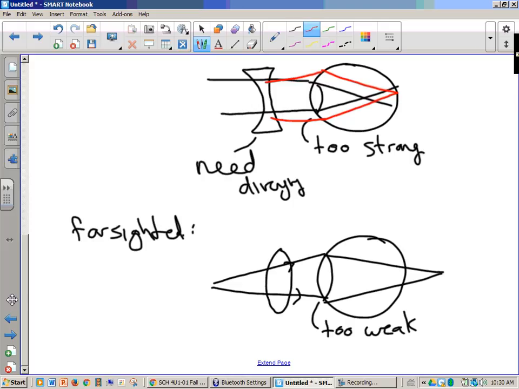And what's that going to do? It's going to start to bend the light rays in before it even gets to the eye, and then the eye can do the rest of it and can get it onto the back of the retina and you can see clearly. So it helps the eye by bringing the rays in a little bit. And therefore you need converging.